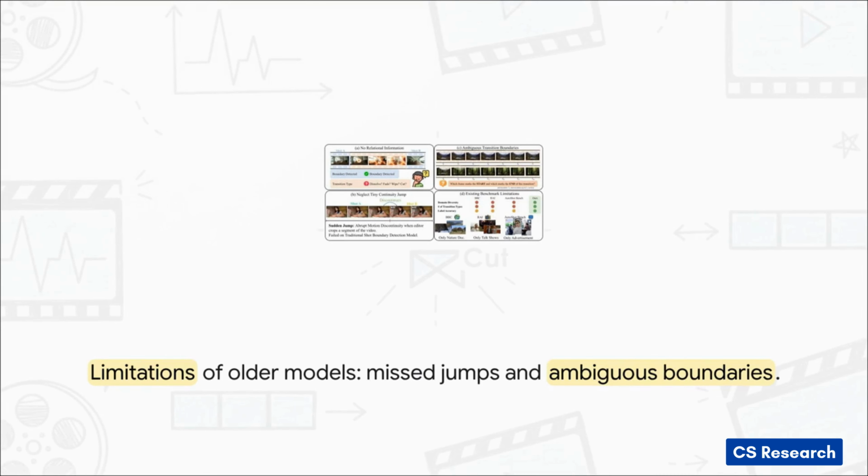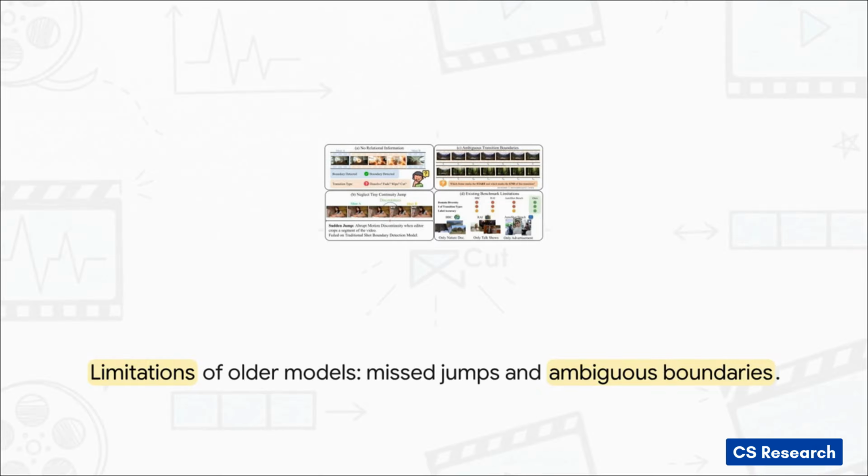Now, there are four major hurdles that legacy models face. First, notice the complete lack of relational information. A traditional model might detect a boundary, but it has absolutely no idea if it's looking at a dissolve, a fade, or a wipe. Second, they constantly neglect tiny continuity jumps, what we call sudden jumps. This happens when an editor crops out just a tiny segment of continuous footage. It causes an abrupt motion discontinuity that old models completely miss.